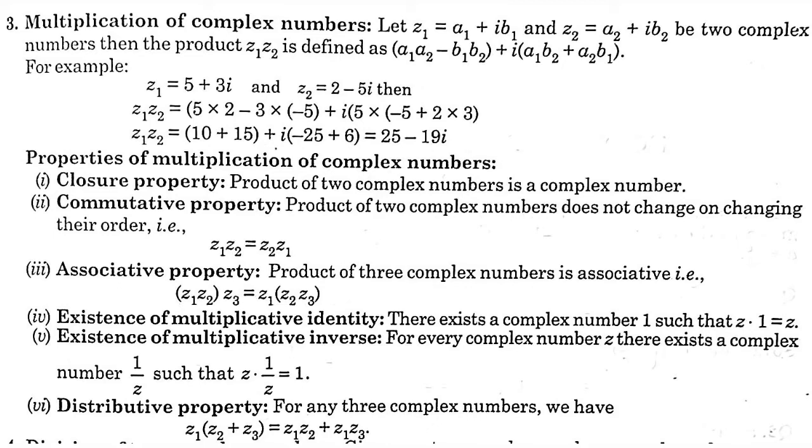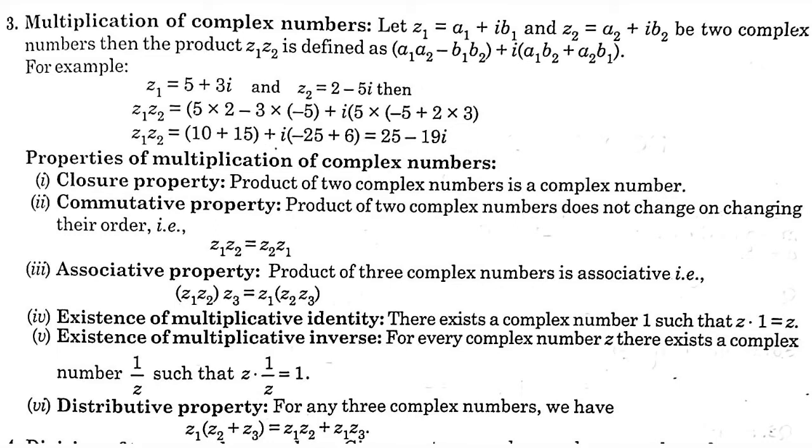Associative property: the product of three complex numbers is associative. If you are multiplying z1 z2 and then multiplying with z3, this will be equal to z1 into z2 into z3. Existence of multiplicative identity means there exists a complex number 1 such that z into 1 is always z. Existence of multiplicative inverse: for every complex number z, there exists a complex number 1 upon z such that z into 1 upon z is always 1.